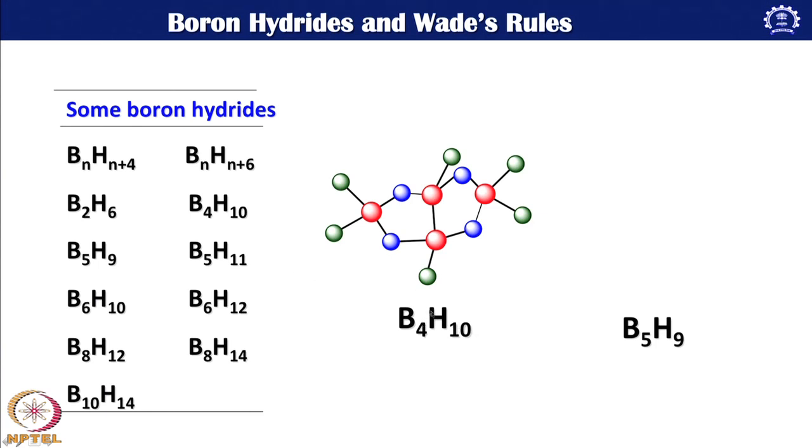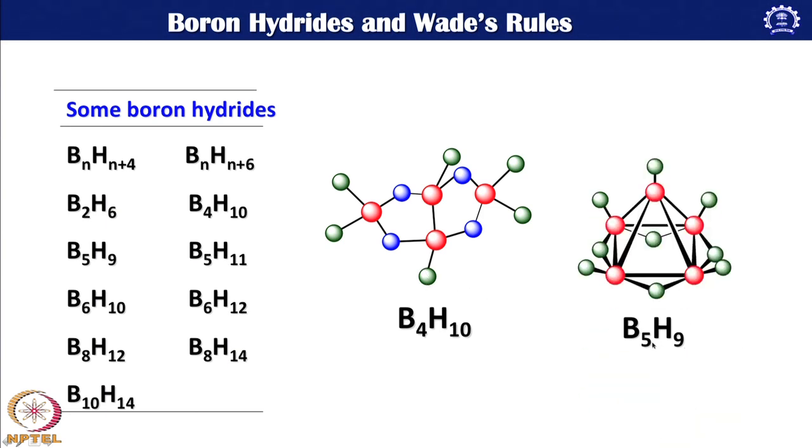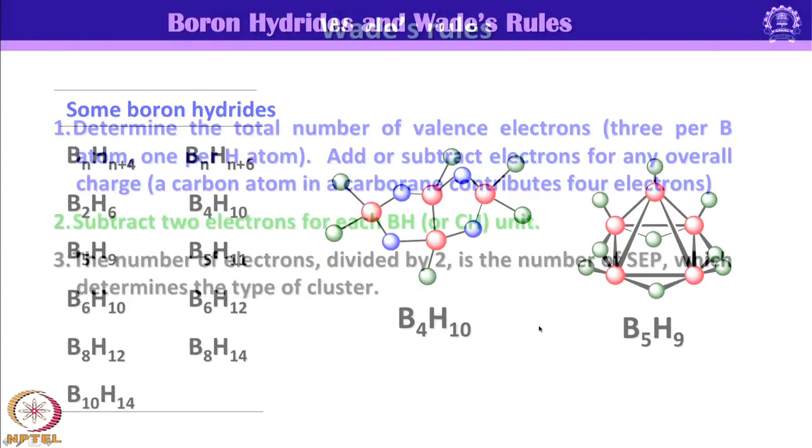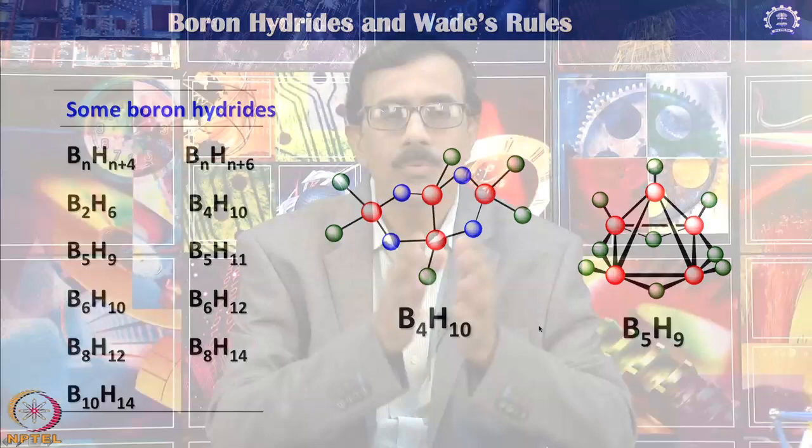So, B4H10 belongs to the BnHn+6 series, and this one, B5H9, belongs to the BnHn+4 series. Now, let us look into Wade's rules.